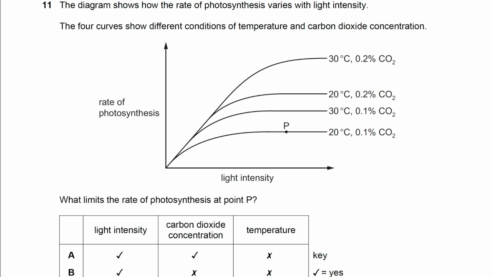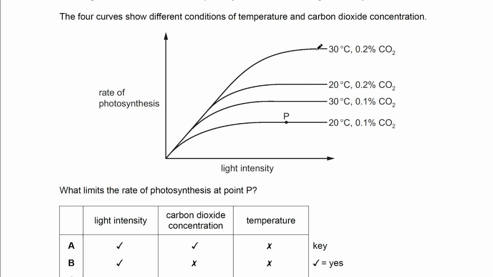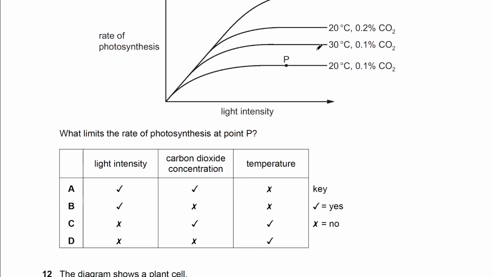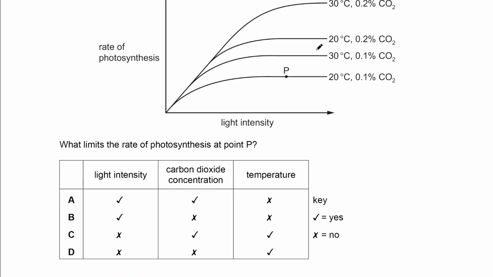Okay, now let's do question number 11. The diagram shows how the rate of photosynthesis varies with light intensity. The four curves show different conditions of temperature and carbon dioxide concentration. That's clear. We have these four curves. Now, let me just scroll it up to see the options. What limits the rate of photosynthesis at point P?